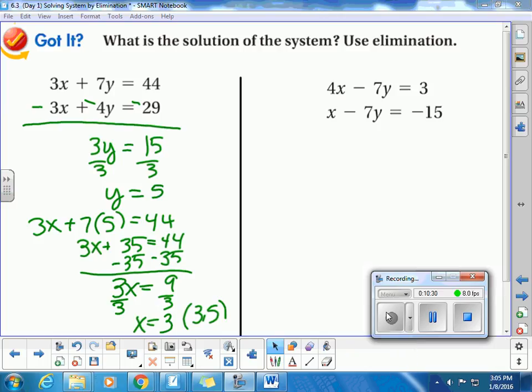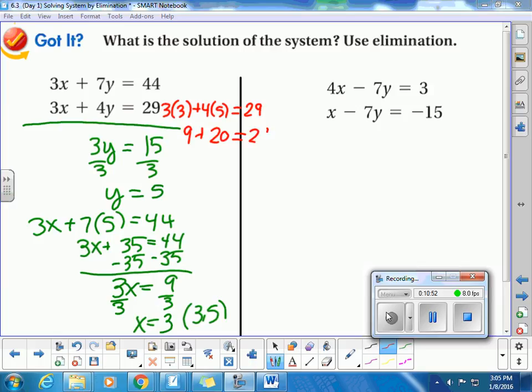And again, I have to check it. We used the top equation to find y. So I'm going to use the bottom equation to plug them in and see if it works. So I have 3, 5. So I have 3 times 3 plus 4 times 5, is that 29? 9 plus 20, is that 29? You betcha, 29 equals 29. Success!